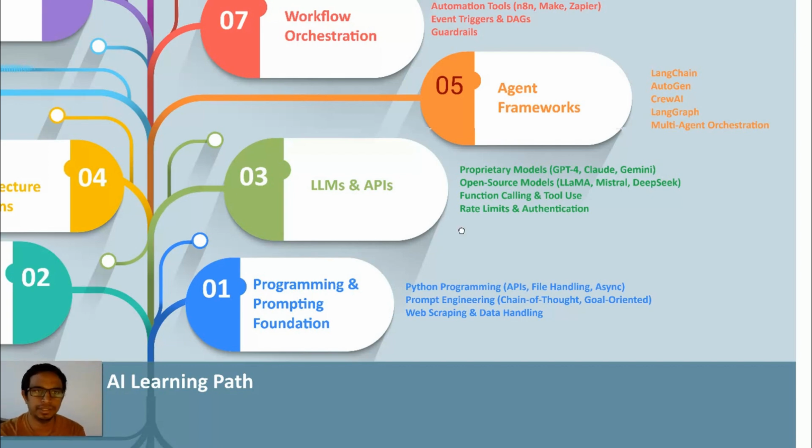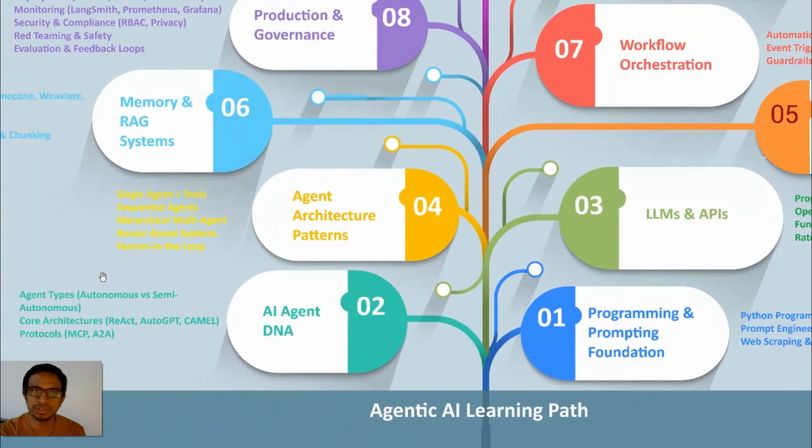The next phase is phase 4, which talks about agent architecture patterns, in which we learn about the single agent and the tools which can be used with it. Then the sequential agent and the hierarchical multi-agent system, router based systems in which agents are called based on the route, and then the human in the loop when we call the agents. So this is phase 4.